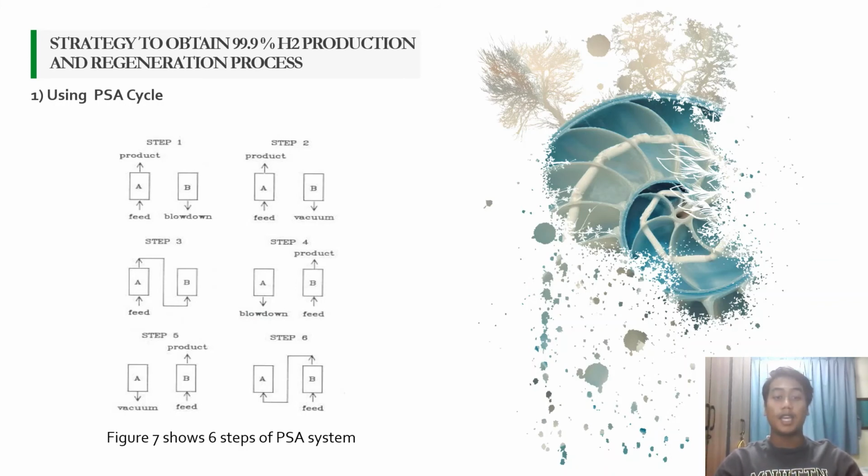First, in column A, the feed enters and produces a subsequent product. Meanwhile, in column B, a blowdown occurs. Then, in the next step, nothing changes with column A. However, in column B, vacuum is pumped throughout the column. Step 3 involves the product from column A acting as the new feed for column B. The next steps 4, 5 and 6 are the reverse of steps 1, 2 and 3. The constant moving of the feed between different columns causes a swinging motion, which is the reason it is called a PSA unit.